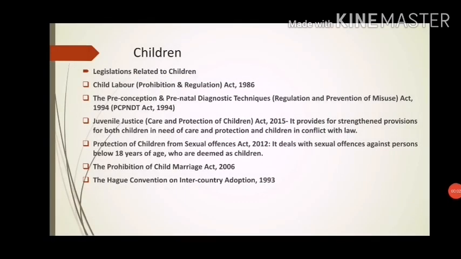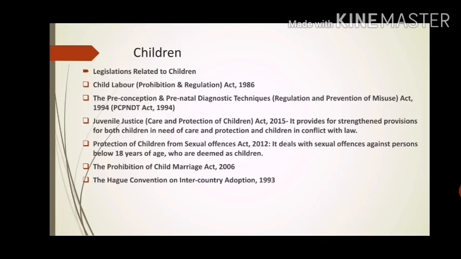Various legislations related to children have been formulated. For example, the Child Labour Prohibition and Regulation Act of 1986, and the Pre-Conception and Pre-Natal Diagnostic Techniques, that is the PCPNDT Act of 1994. This act prohibits the determination of the baby's sex while it is in the mother's womb, with severe punishment if someone does so. Then the Juvenile Justice Bill strengthens the provisions for both children in need of care and protection and children in conflict with law. We know that juvenile crimes are increasing rapidly, so such laws are most important to protect the interests of children.